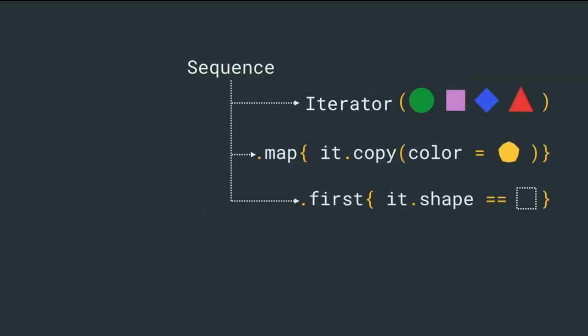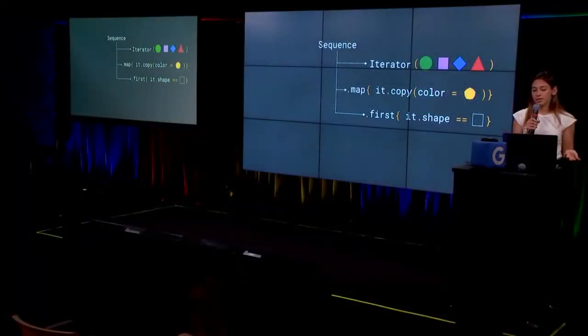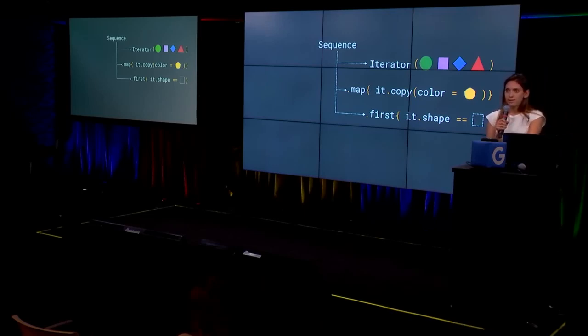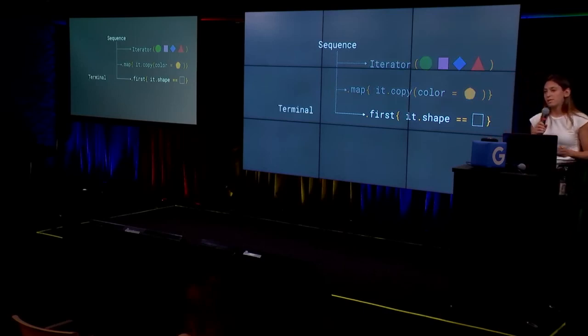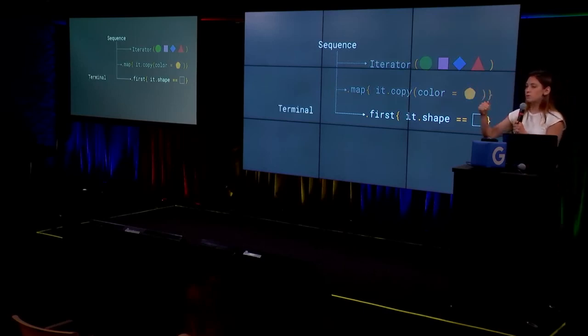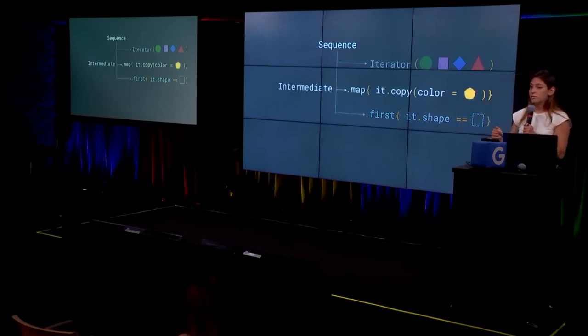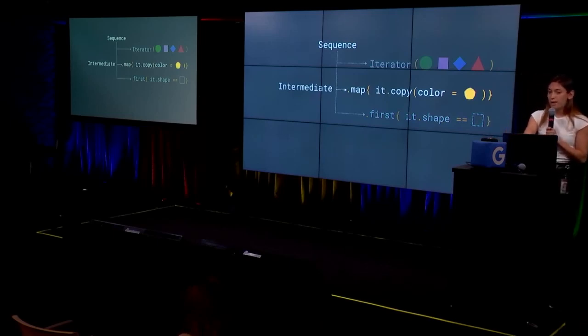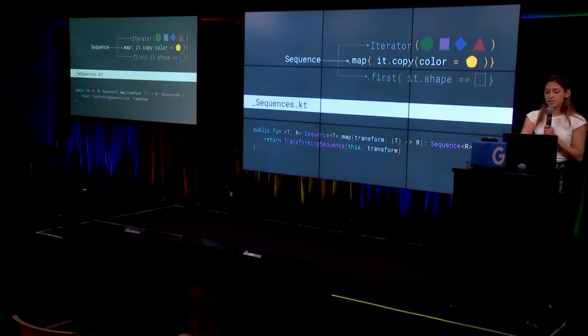Whereas the sequence doesn't work directly with the collection, but rather it stores an iterator on the collection. And then here we have two operations, the map and the first. The first is called a terminal operation, because only when you get to a terminal operation will that trigger the execution of all of the intermediate operations up until the terminal one. So let's see what's going on under the hood. Let's see how the map function looks for both collections and sequences.